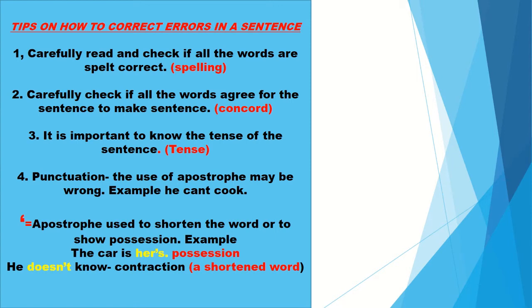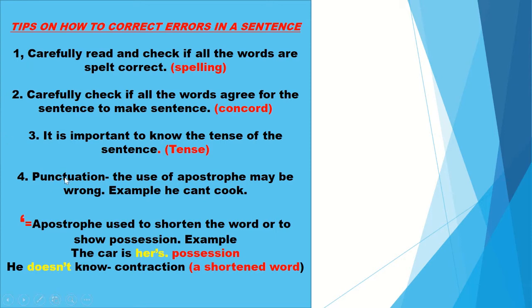You must also be able to check tense. Determine the tense of the sentence. How do you determine the tense of the sentence? You check the verb, because the verb indicates the tense of the sentence. It tells us when the action happened. Did the action happen now, or at an earlier stage, or will it happen at a later stage? So in essence, sometimes a sentence will be in the past tense, then you find that there's one word in the present tense. That means that the tense of the sentence is not correct.